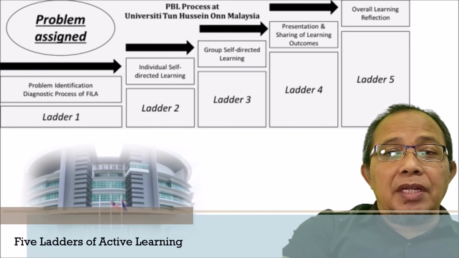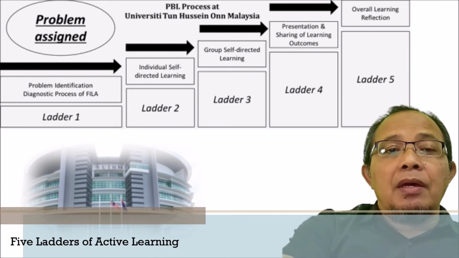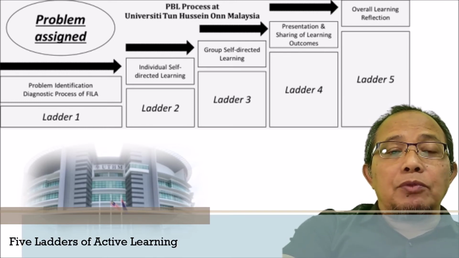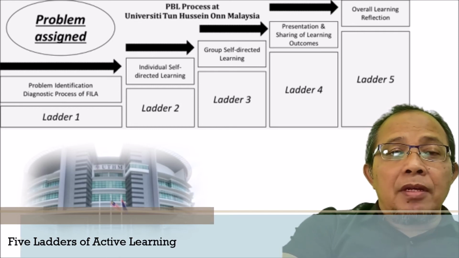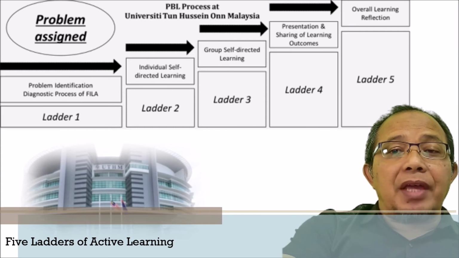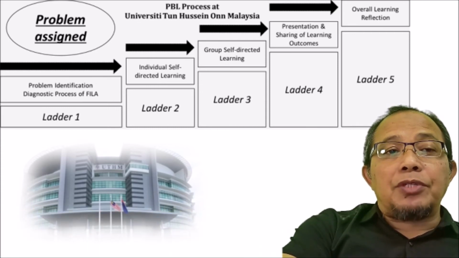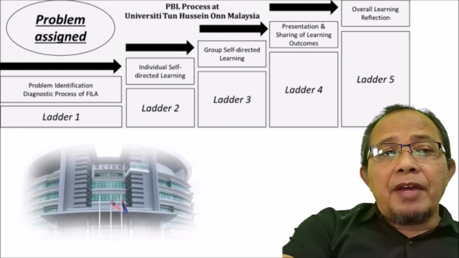5 ladders of active learning is one of the PBL models developed by PBL practitioners and researchers at UTHM between 2005 to 2014. The development of this innovative learning cycle is based on PBL cycle discussed by Linda Wee 2004 and Tan Oon Seng 2003, as well as UTHM's course structure and program of studies. 5 ladders represent the whole PBL cycle.